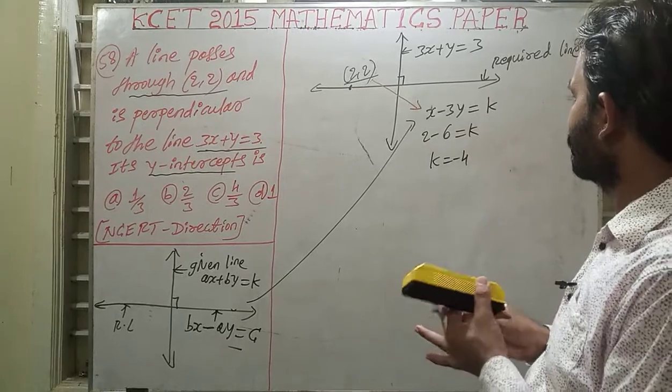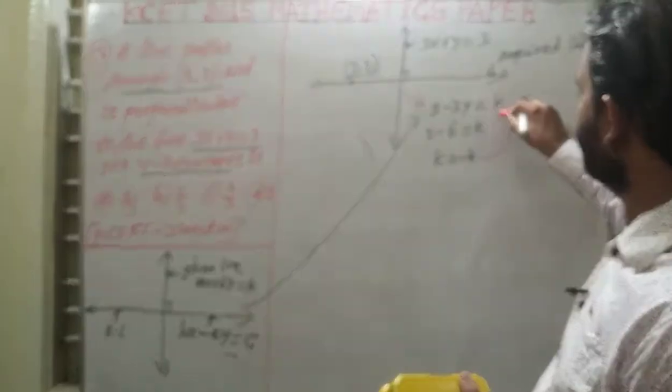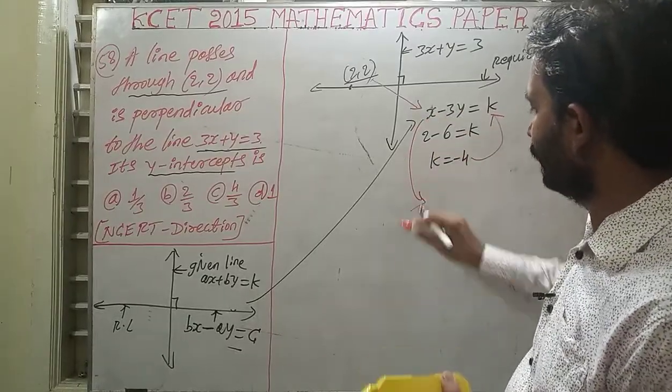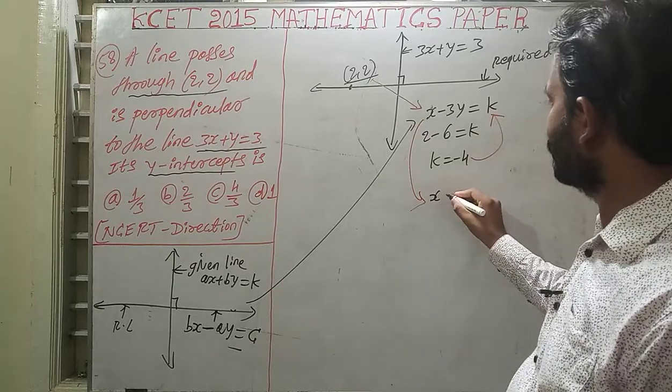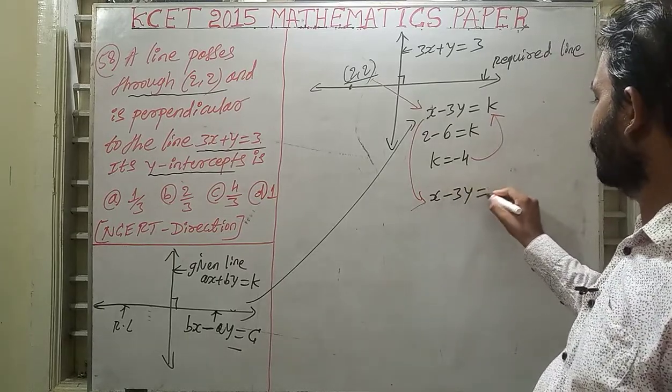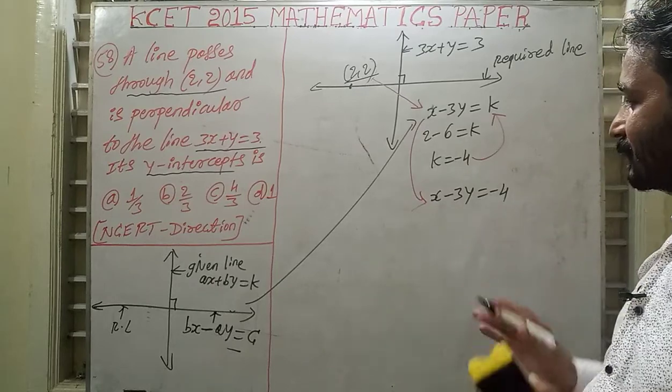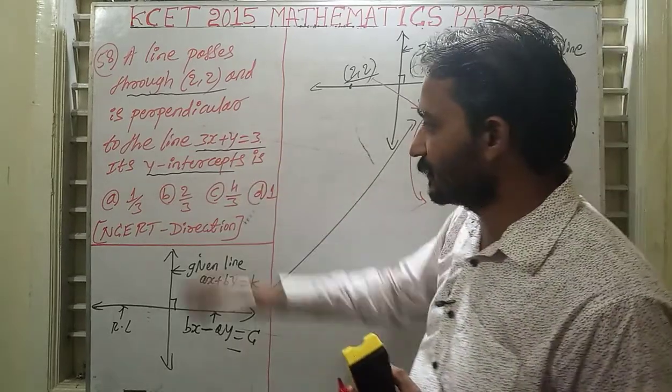So once again, substitute k equal to minus 4 in this equation, and we get the required line. So the required line is x minus 3y is equal to minus 4. This is not the answer, because we have to find the y-intercept.